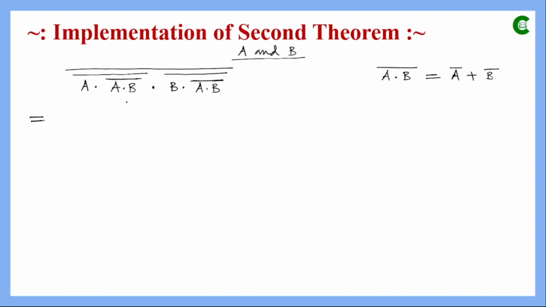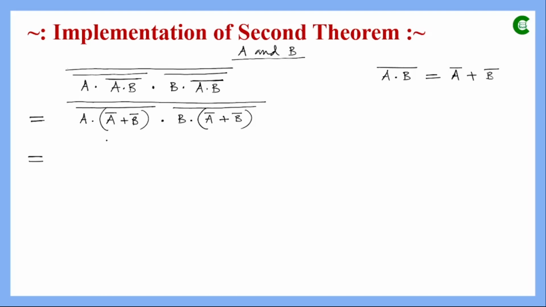First we apply the second theorem on this NAND operation, and if we do that, then it will be a bar plus b bar, and then between the output of this and a variable there will be a NAND operation. Here if we apply the second theorem, it will again be a bar plus b bar, and then between this result and b variable there will be another NAND operation, and then we have another NAND operation on those two outputs.